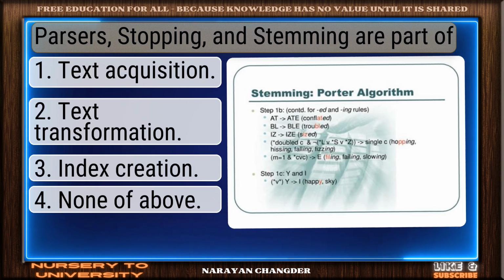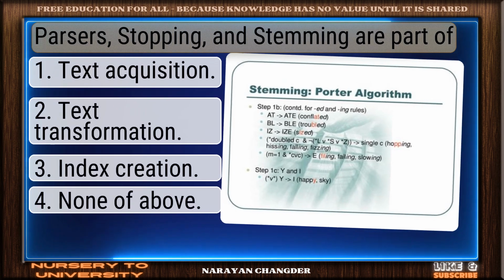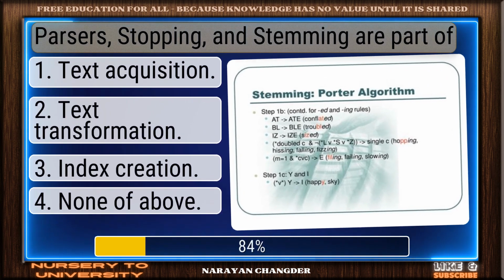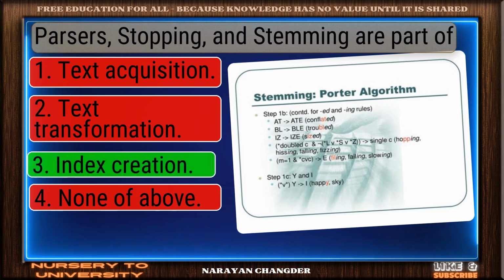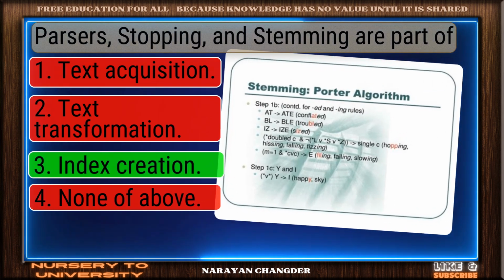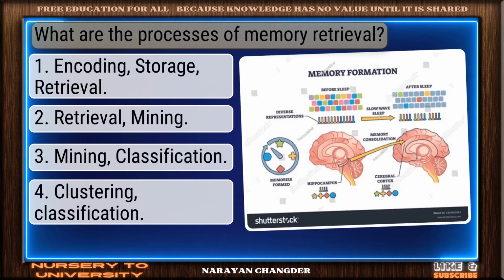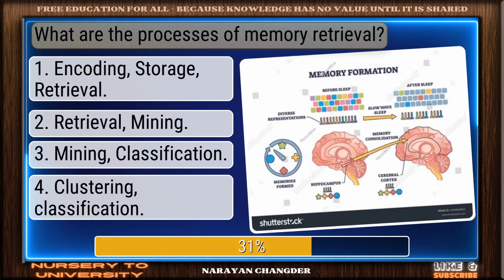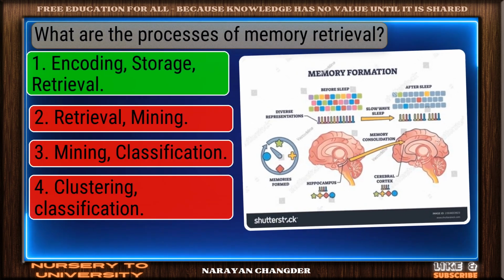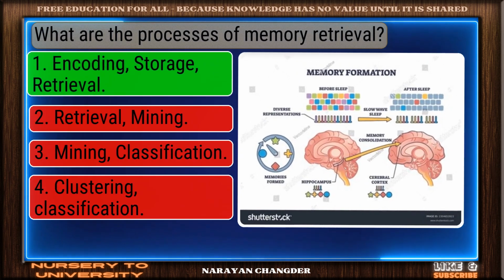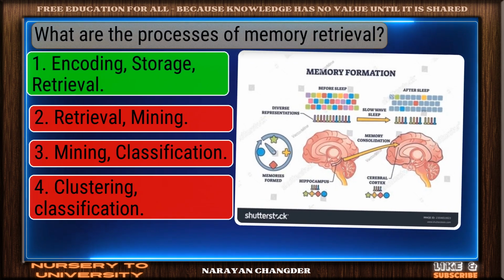Parsers, stopping, and stemming are part of. Valid point. Index creation is true. What are the processes of memory retrieval? Nice work. You chose encoding, storage, retrieval, and it is correct.